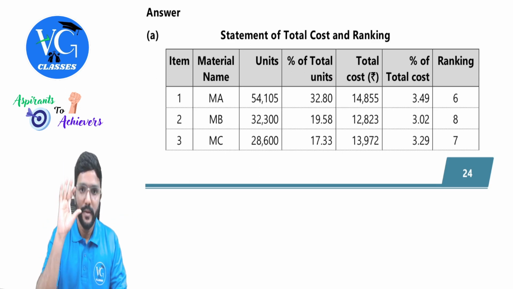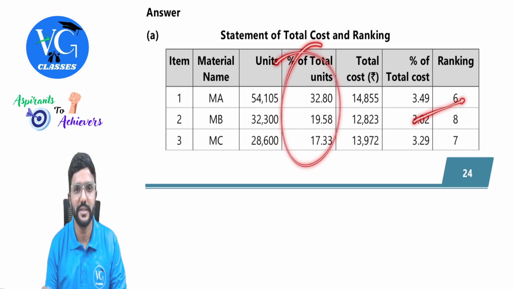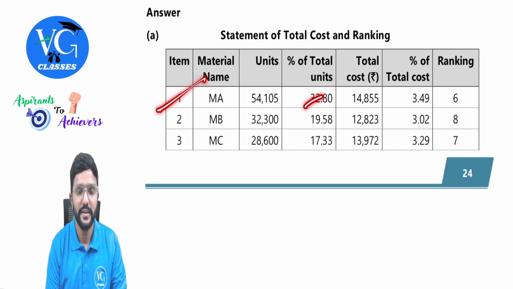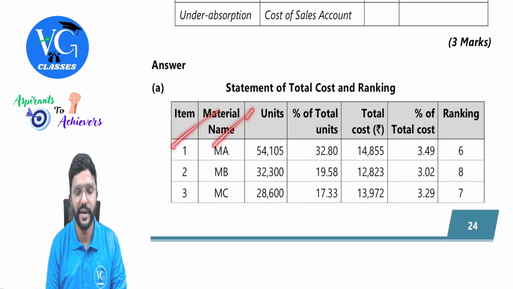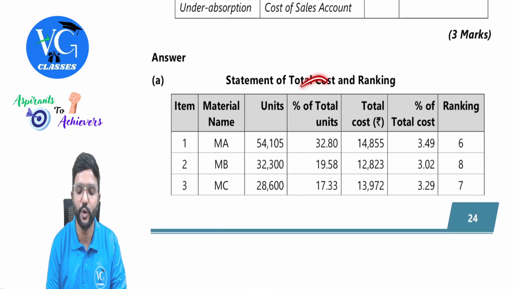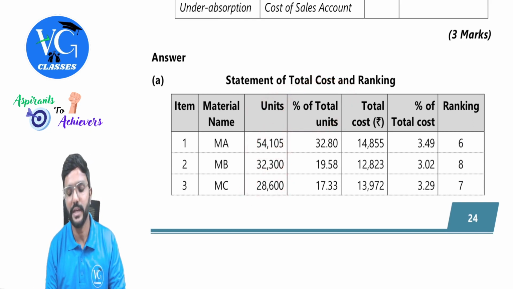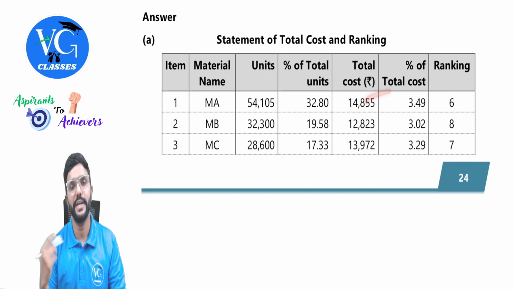Yes, and when you're doing it, first do this completely, then go for this, because some students might do MA first, then MB, then MC like that. No, first finish this, guys. First calculate units, column by column you go. Item material name you write, units you write fully, then you take the total, and then you calculate the percentage of total units. How do you do it? Individual units divided by total into 100. That's all. Then come to the cost. Same way, write cost for all the products, calculate the total cost, then divide each individual cost by total into 100.